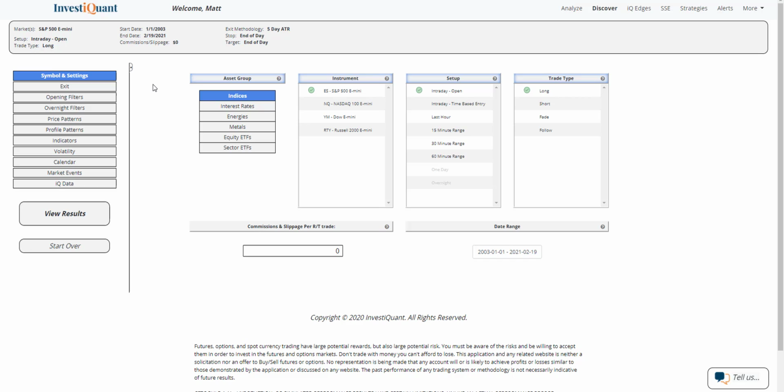Today is Friday, February 19th, 2021, and today is options expiration day. So what I want to do this morning is take a look at what has happened on options expiration day in a similar market environment.